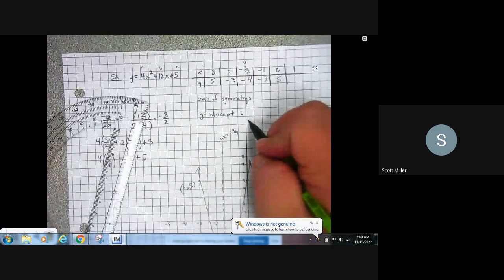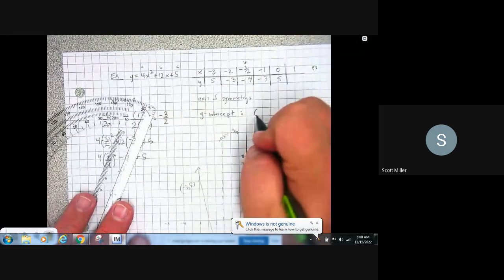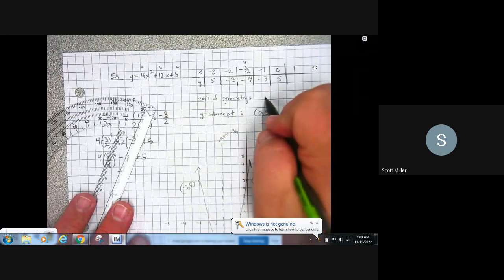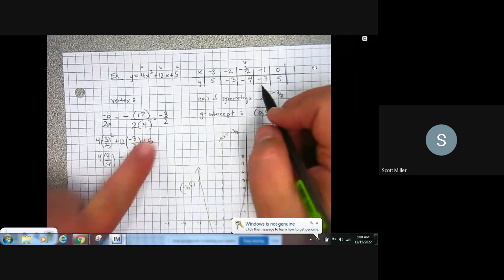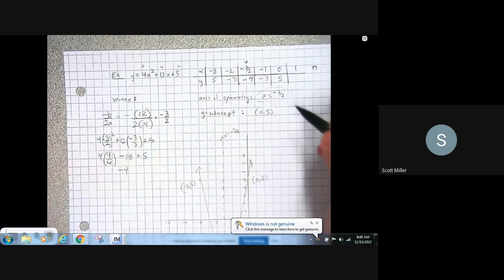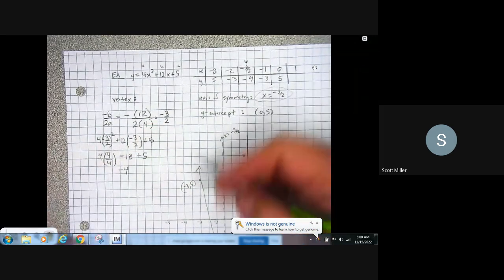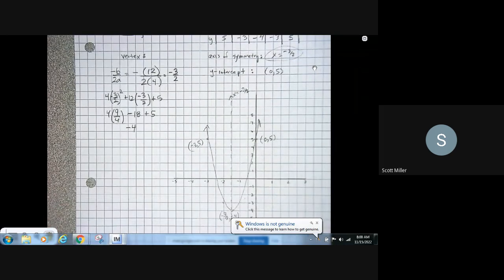The y-intercept is just that number right there. So the y-intercept is very easy to find. That's 0, 5. The axis of symmetry is x equals negative 3 over 2. Once you find it over here, you can just write it over there. Okay? These are your identifying major points, and that's how you will graph a quadratic. We'll do the next form in class together because I am out of time.